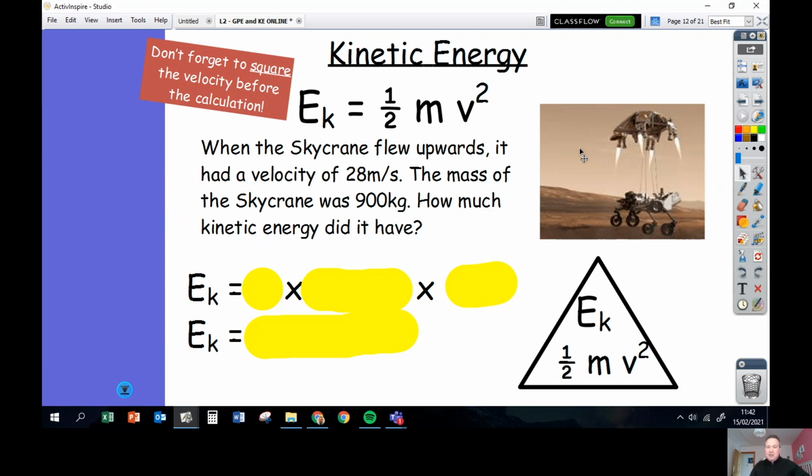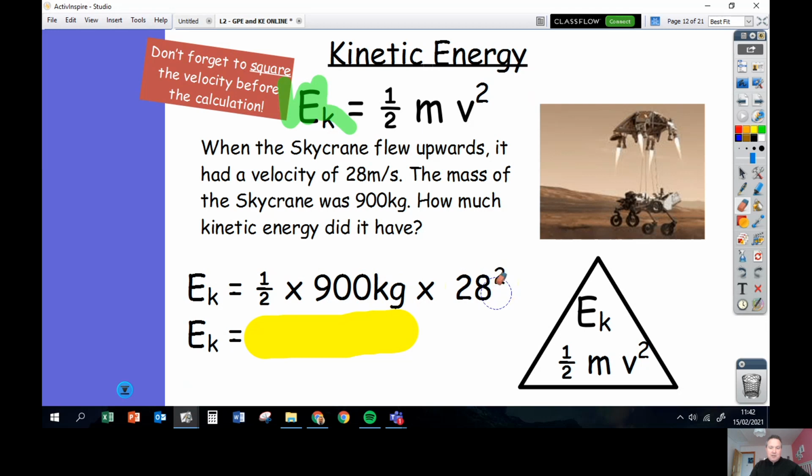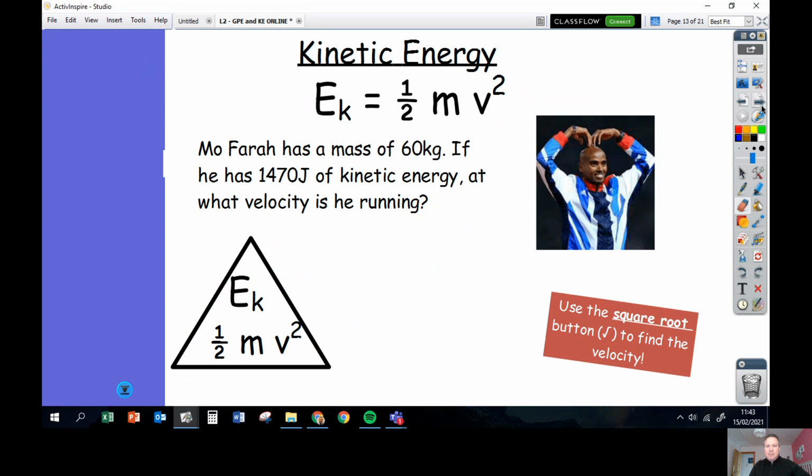Well, our kinetic energy, E, equals a half times the mass times the speed squared. So a half times the mass, which is 900 kilograms, times the speed squared. So I'm going to have to do 28 squared. So a half times 900 times 28 squared. Pop that into your calculator. I'll get 352,800. And it has to be joules because it's an energy store. So you're just putting those numbers into your calculator, getting the right answer.